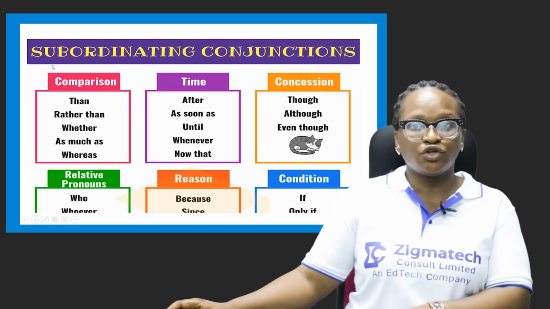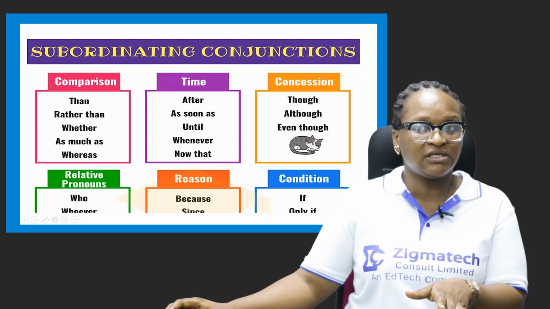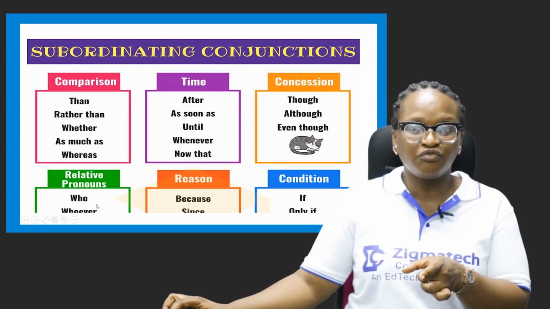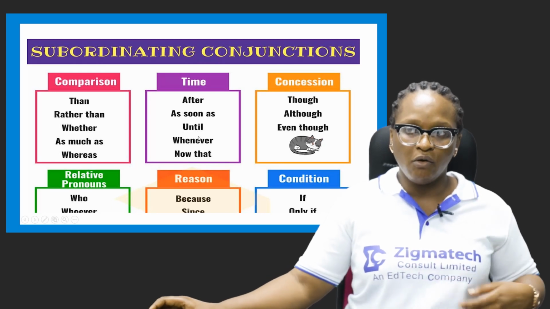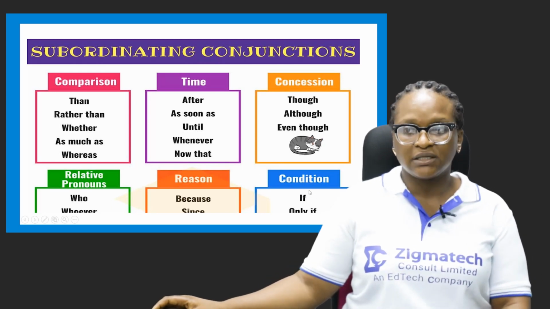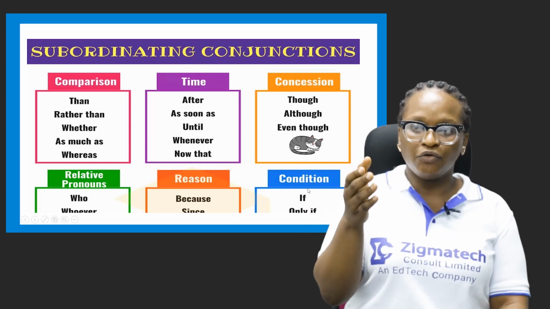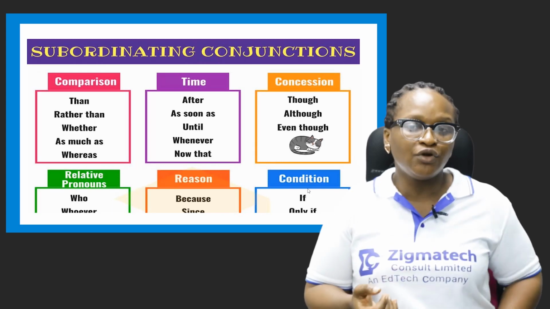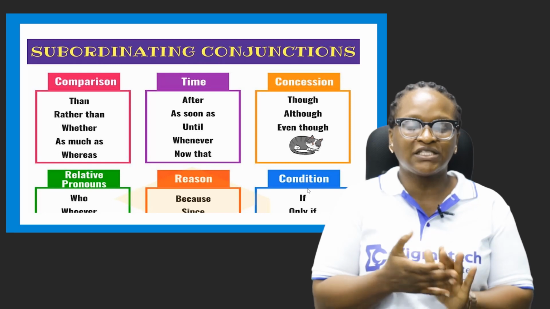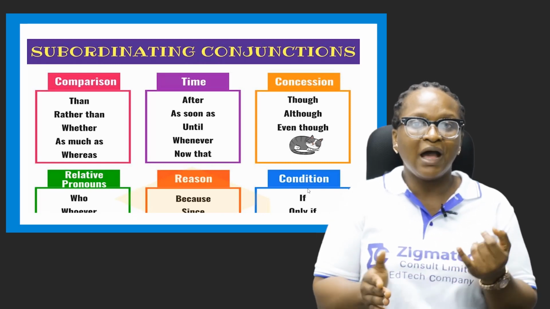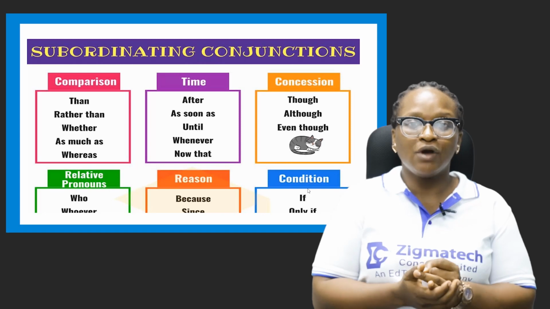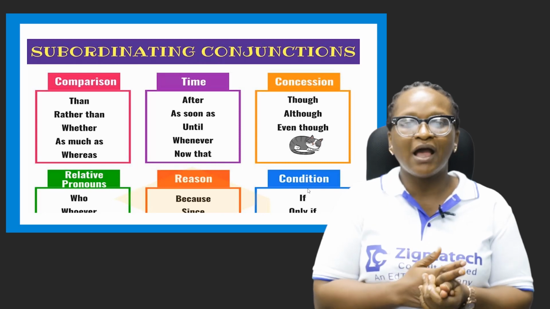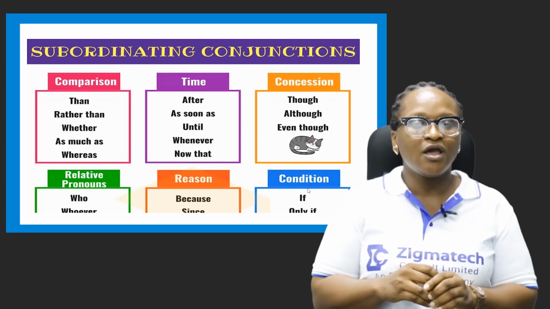Now, under subordinating conjunctions, we have subordinating conjunctions for comparison, for time, for concession, for relative pronouns, for reason, and for condition. Unless can also be part of the condition. For reason, you have because, since, until. Then for relative pronouns, know that we have over 7 of them. Under relative pronouns, you have who, which, whom, whose, that, whoever, whomever, where, when.